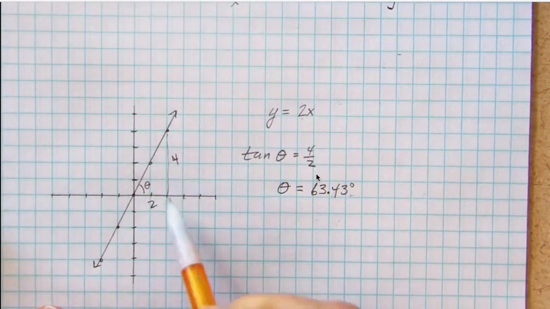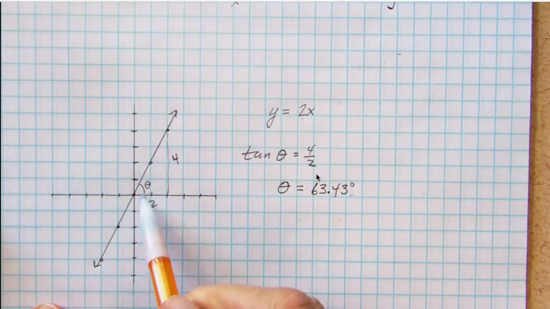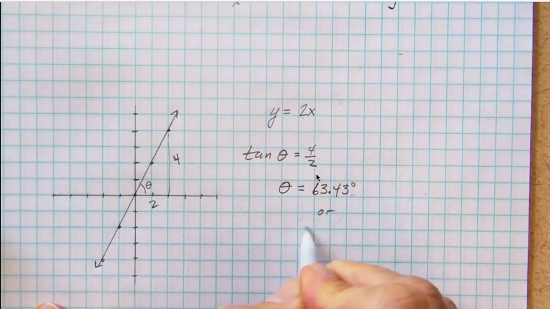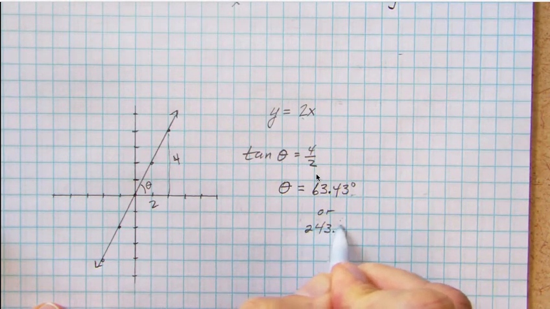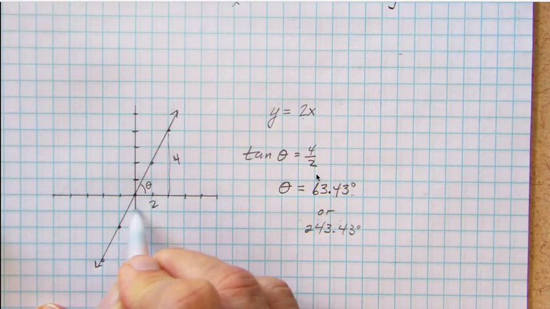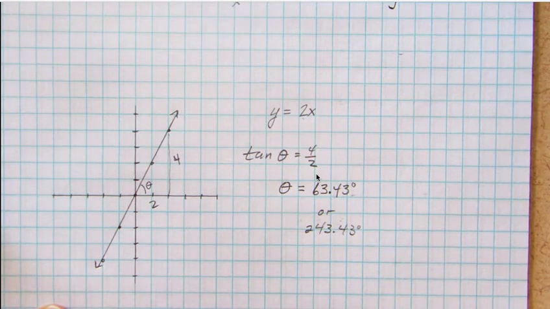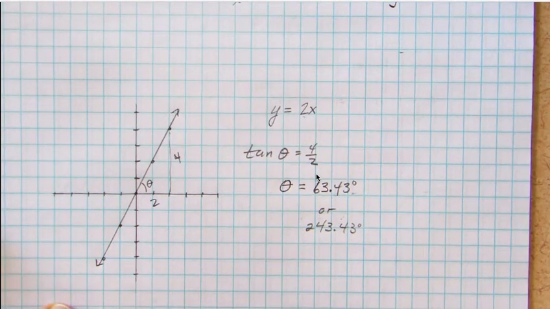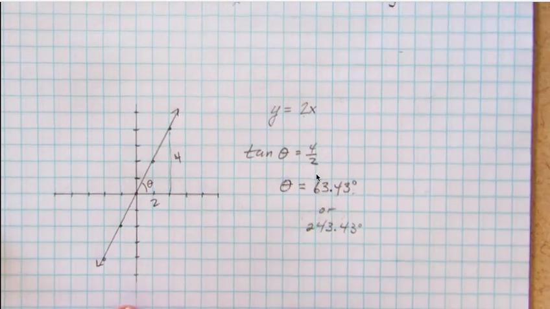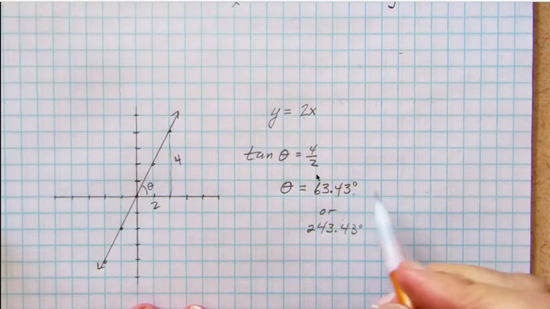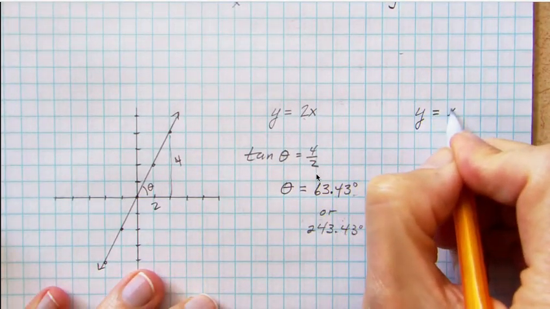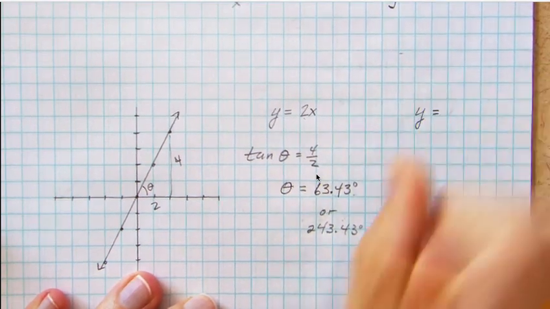Now, of course, we could also look at the, say, 63, let's add on 180 degrees. We could also say 243.43 degrees. Or perhaps we could find a negative rotation. Theta equals negative 116 point something. So lots of options there. Now, if you wanted to do this without the aid of a graph, in other words, could you do it from a purely algebraic standpoint? The answer is yes. And so we would start with our equation.